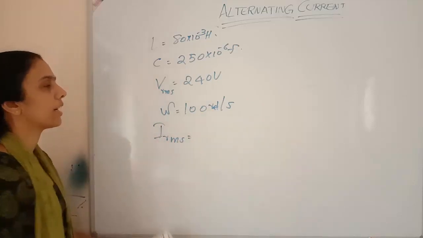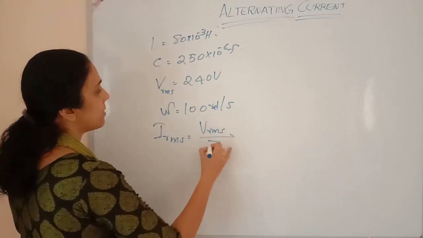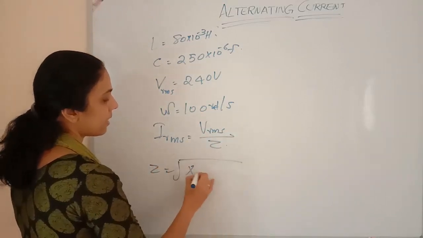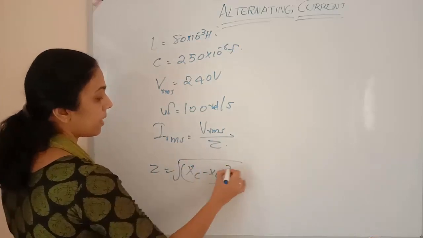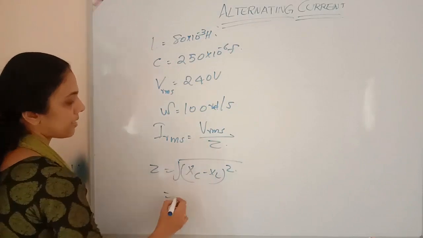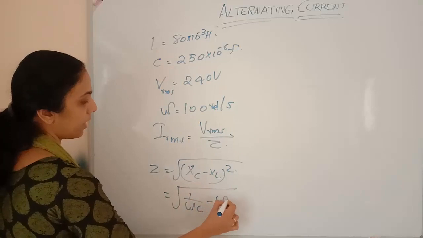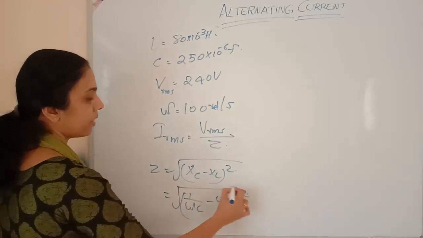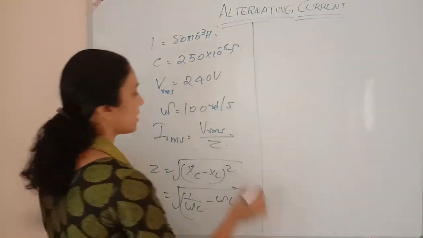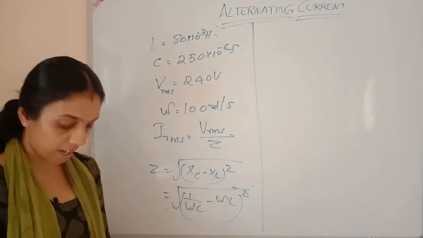How can we find out IRMS? IRMS will be equal to VRMS divided by Z. Now Z equals root of (XC minus XL) the whole square plus R square. R is negligible, so we need not consider R. XC is 1 by omega C, and XL is omega L. You can find this out, you will get the value of Z, and then you can substitute the value of Z over here, and you will get the final answer for IRMS.